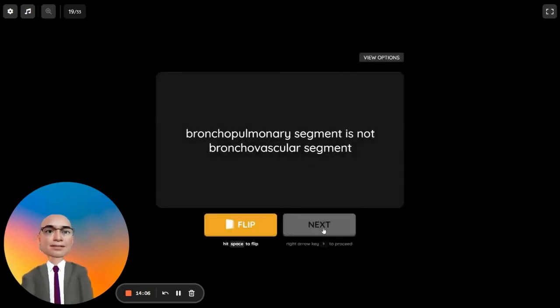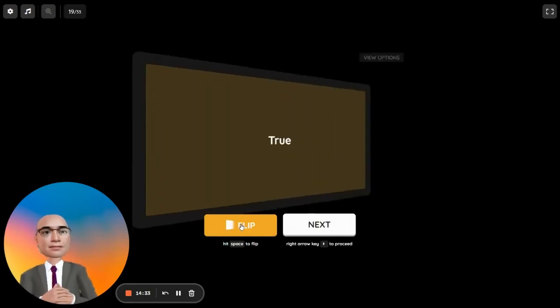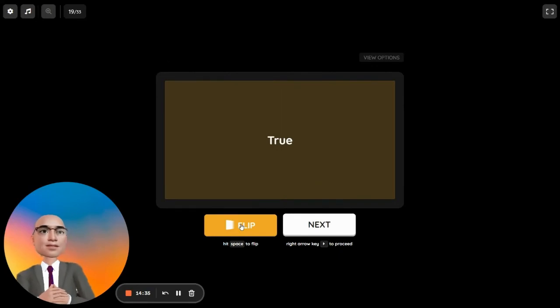Bronchopulmonary segment is not a bronchovascular segment. So is this a true or false statement? We know that bronchopulmonary segment is not a bronchovascular segment because though they have their own artery, the vein is intersegmental in nature. The pulmonary venules are intersegmental in nature, whereas the pulmonary artery is segmental in nature. So this is a true statement.